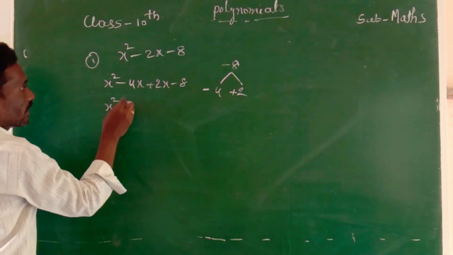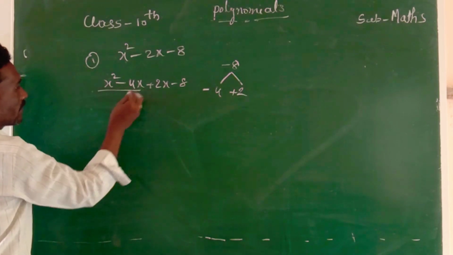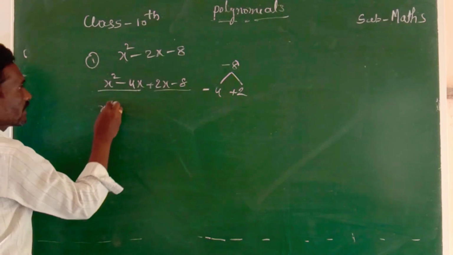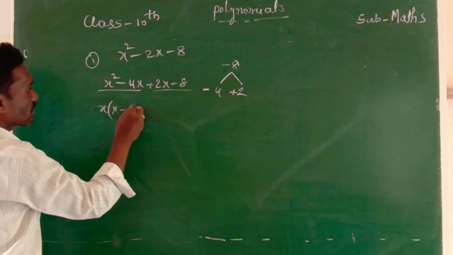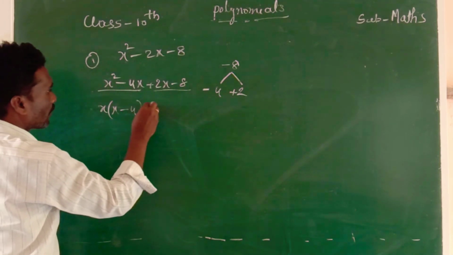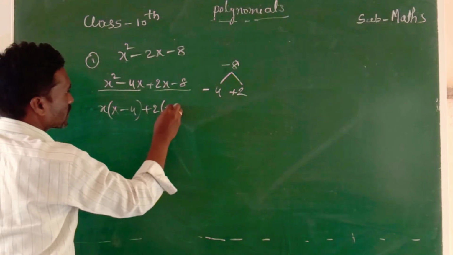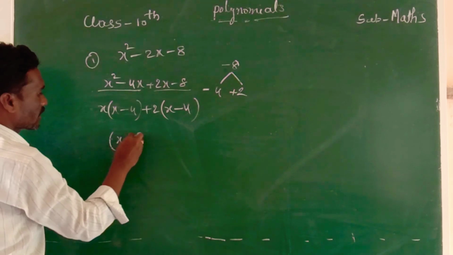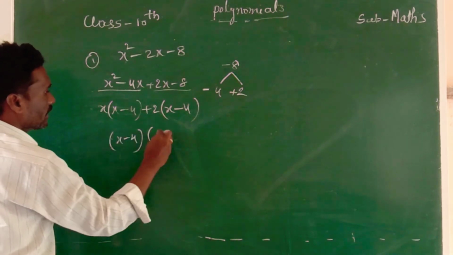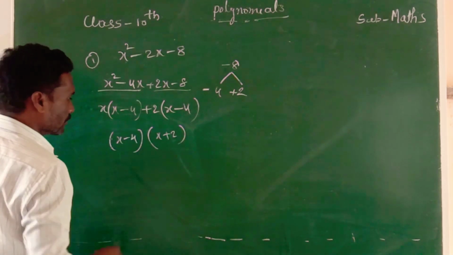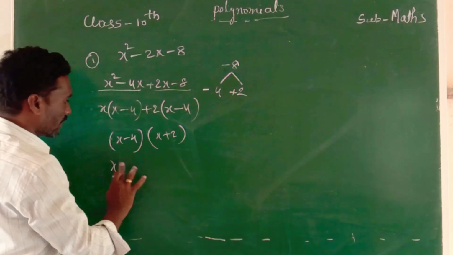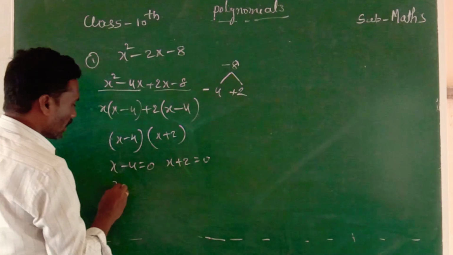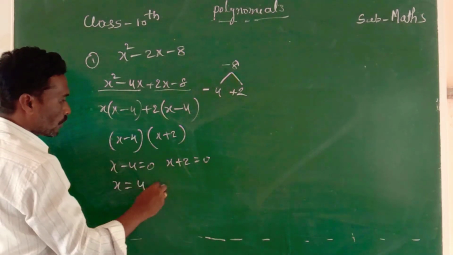So x square, what is common? X is the common. Make the first two groups. X is common, take it outside. X minus 4 remains inside. Plus 2 you take common outside. X remains, minus 4 remains. So what is common? X minus 4 you write one time, and x plus 2 you write one time. So x minus 4 is equal to 0, x plus 2 is equal to 0. X is equal to 4, because it becomes minus 4.